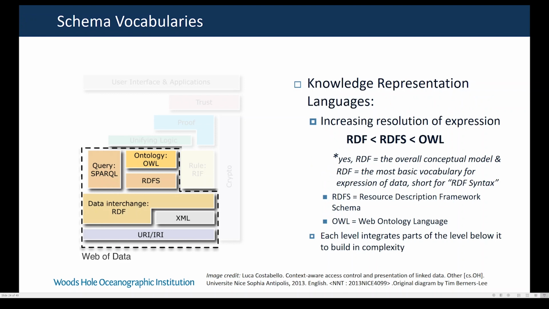The next layer is the knowledge representation languages. These are layered in increasing orders of complexity. So RDF, which can mean both that simple conceptual model, as well as RDF syntax, is the lowest, most basic vocabulary for expressing data in the semantic web. Building upon that is RDFS, or the Resource Description Framework Schema, and OWL, or the Web Ontology Language, is the next most complex way of expressing data. And each one of these knowledge representation languages incorporates parts of the language just below it to build into higher levels of expressivity.